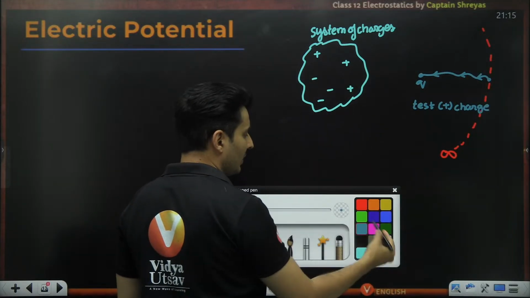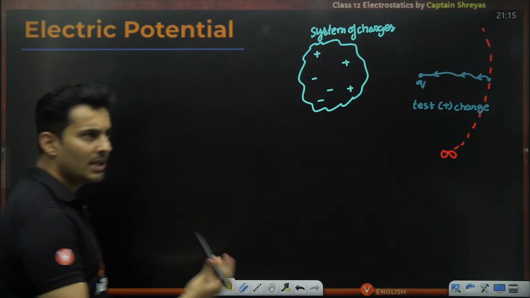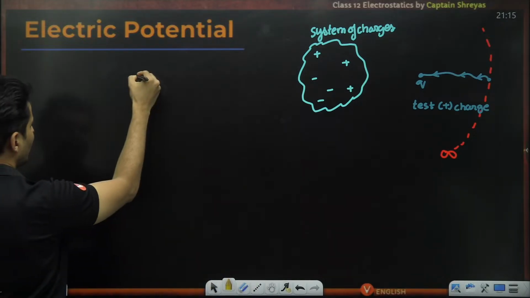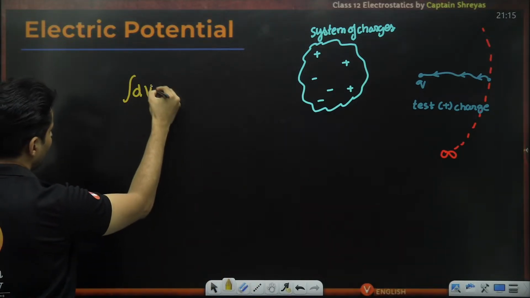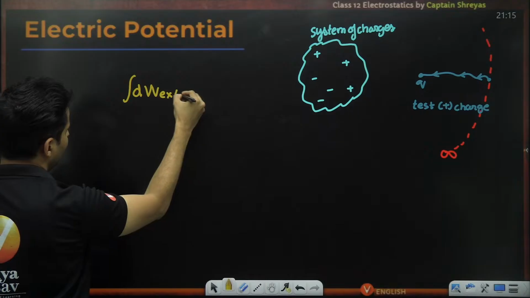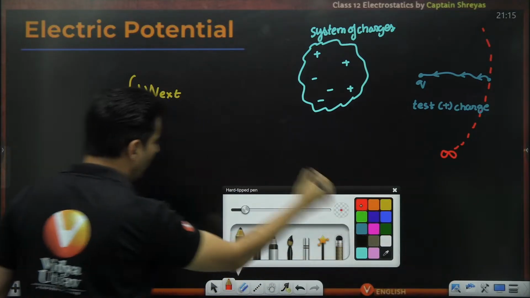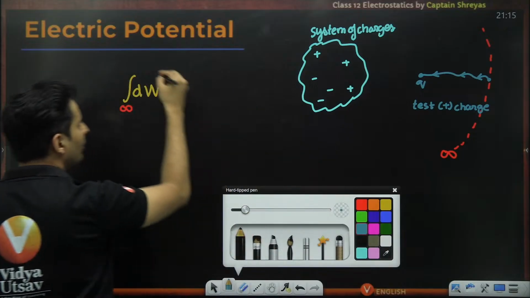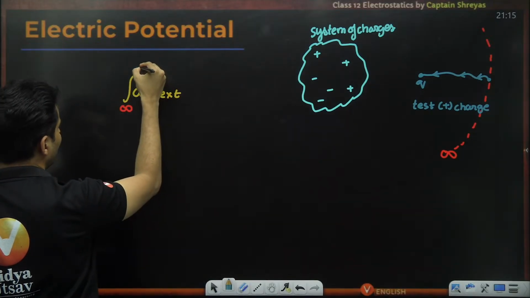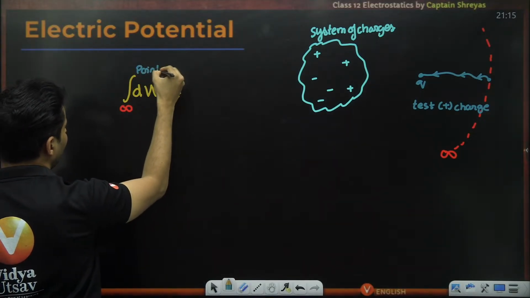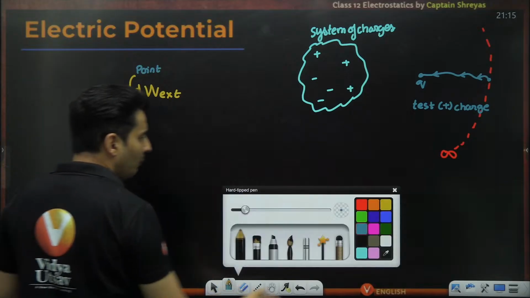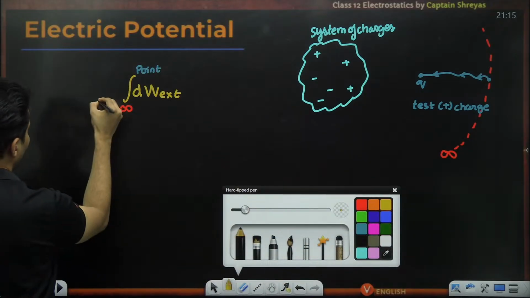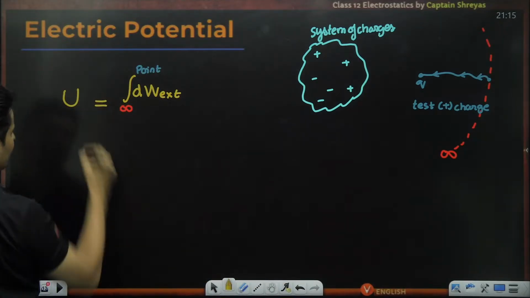So external forces will be doing some work. Yes. If it was the total work done by the external forces from infinity to that particular point, then it would have been potential energy, which is U.